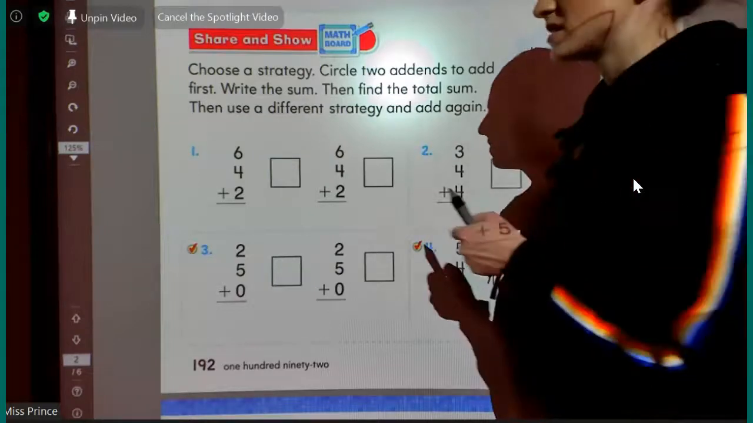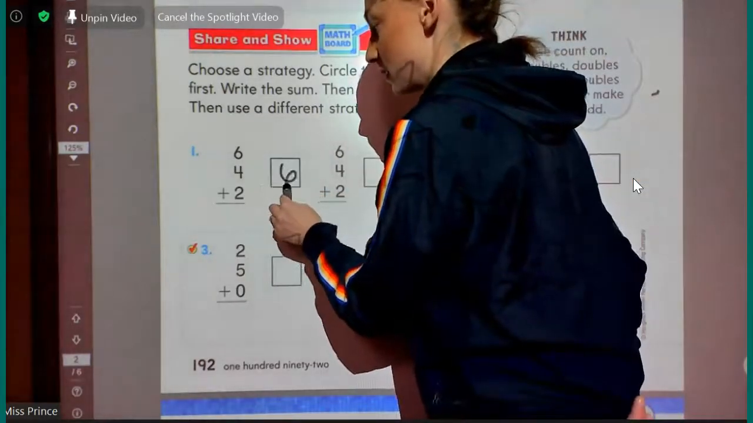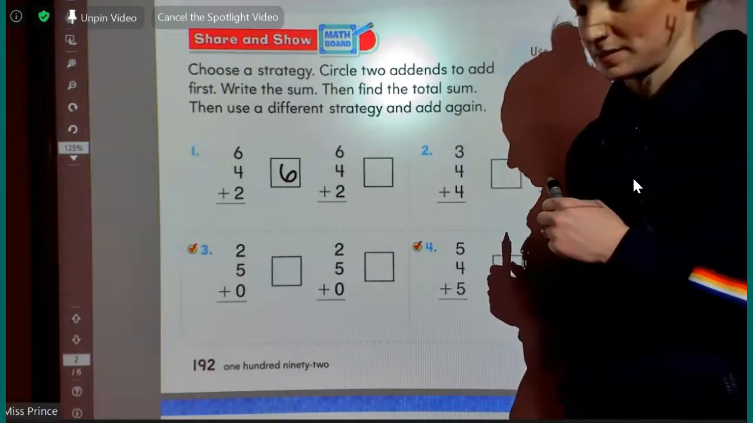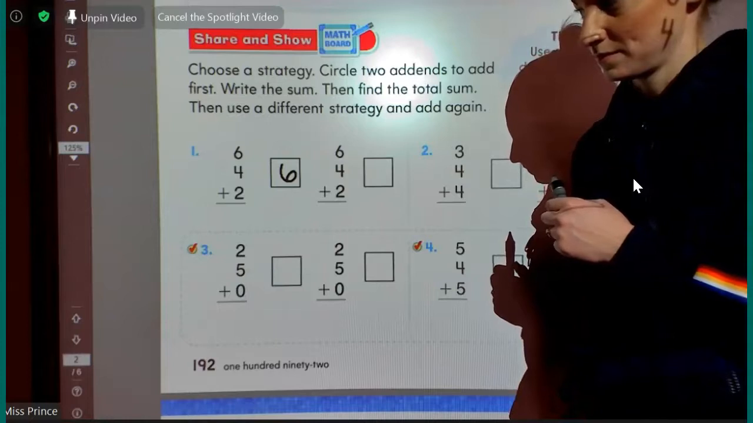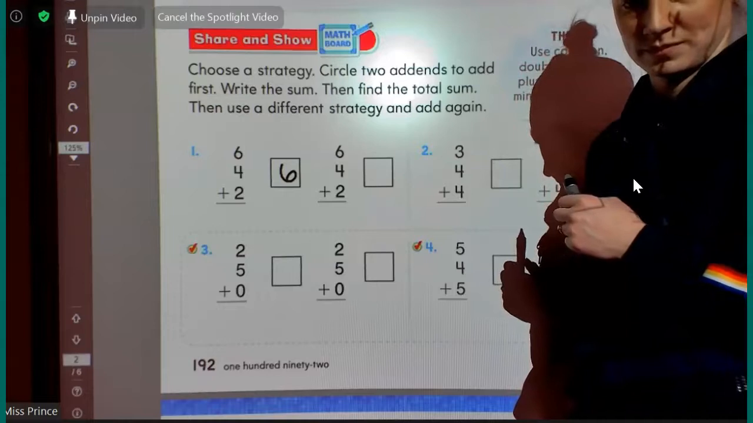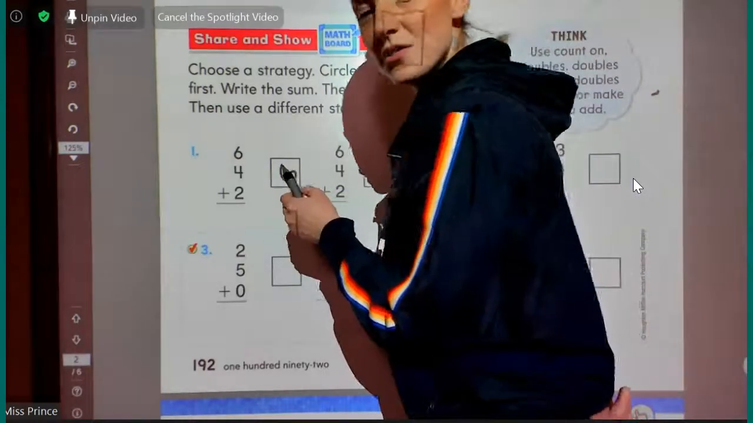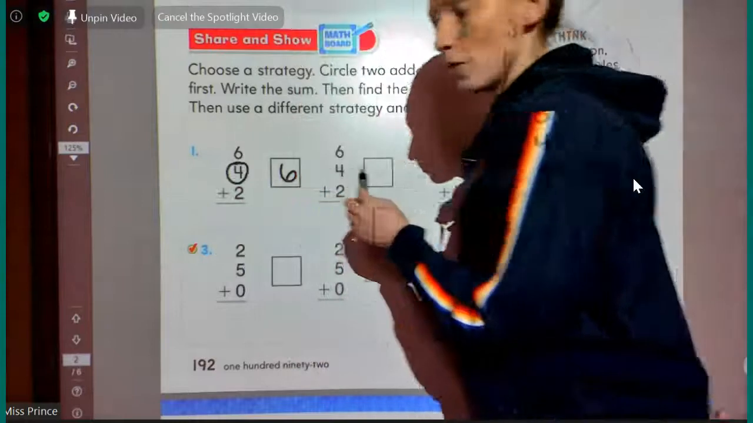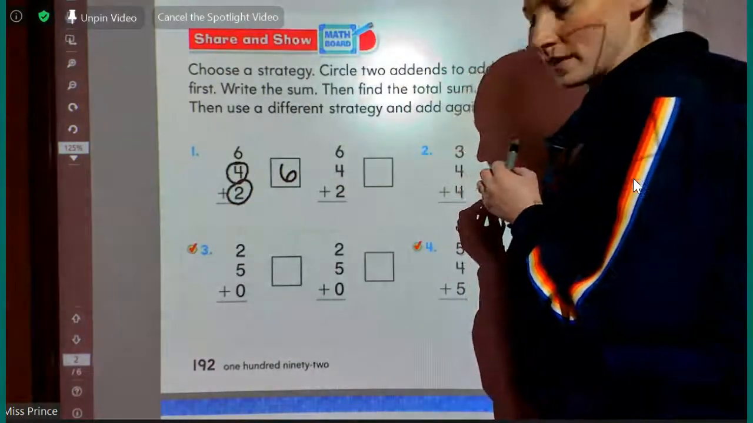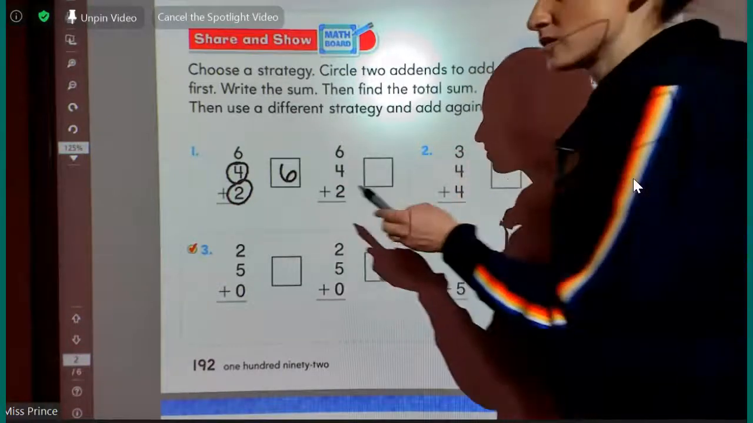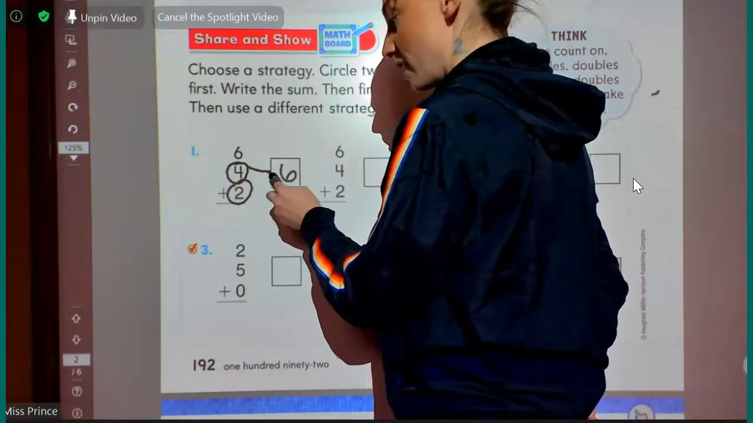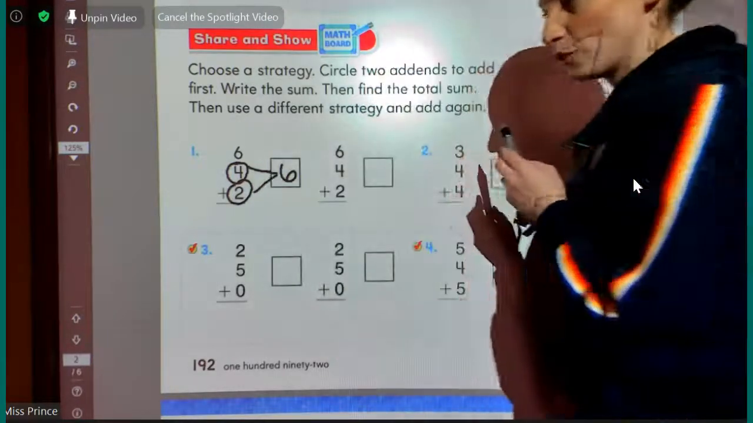If I want to build a 6, what 2 numbers should I pick to make 6? Great job, Kieran. So I'm going to circle 4, and I'm going to circle the 2. So in your book, boys and girls, I want you to circle the 4 and the 2. And what I'm going to do is just draw a line here, and it's saying, okay, that is why it is 6, 4 plus 2.